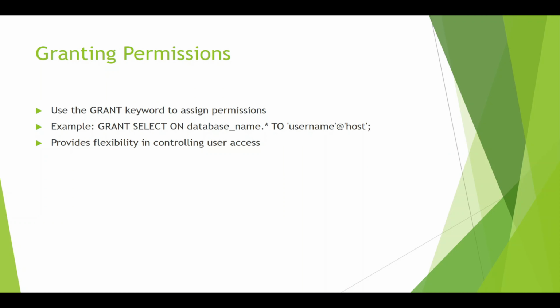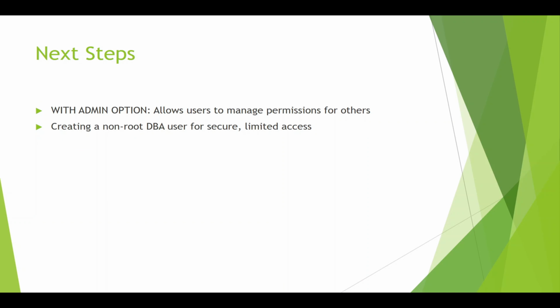Permissions are assigned using the grant keyword. For example, you might use a command like grant select on database.star to username at host to grant select permissions. This command structure provides flexibility in controlling user access and specifying the level of permissions. In our next lesson, we'll discuss the with admin option, which allows users to manage permissions for others. After that, we'll create our first non-root DBA user, giving them specific permissions for more secure, limited access. I'll see you in the next part.